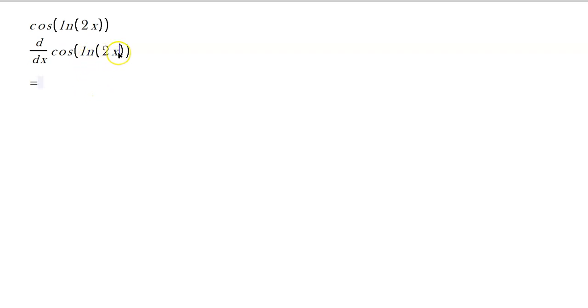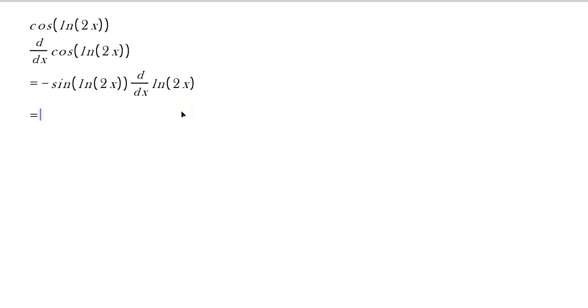With respect to ln of 2x, cosine is the first outside, so to speak. So you differentiate that. That's going to give you the derivative of cosine is negative sine. Then you copy ln and 2x. But then you have to multiply by the derivative of the inside. So with respect to the sine now, ln of 2x is the inside. So you're going to multiply by the derivative of ln of 2x. That's one use of the chain rule.